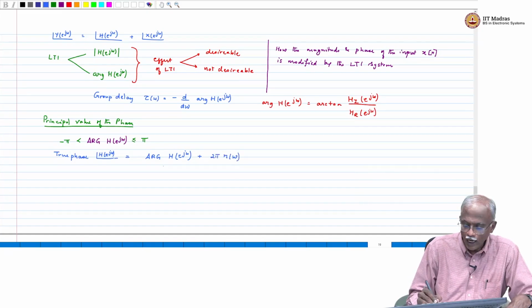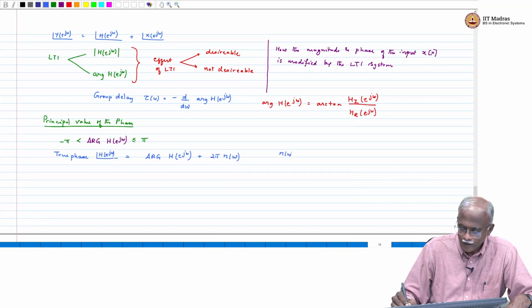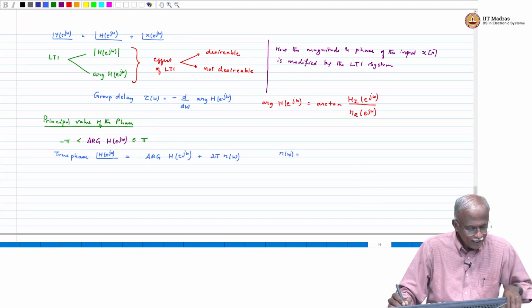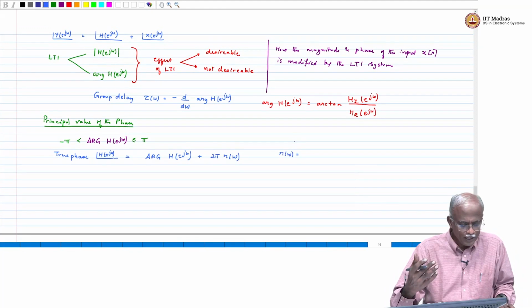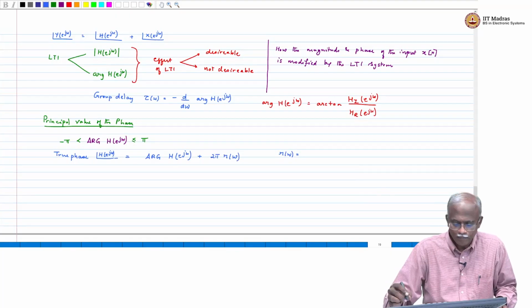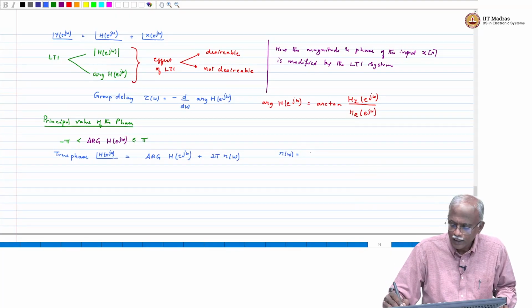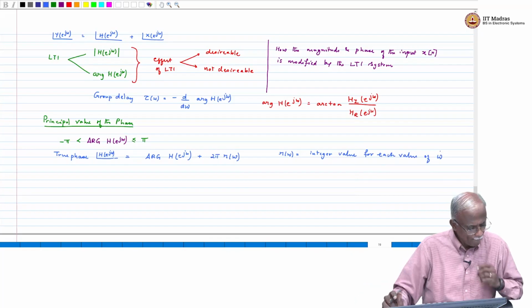So r of omega will be an integer value for each value of omega.